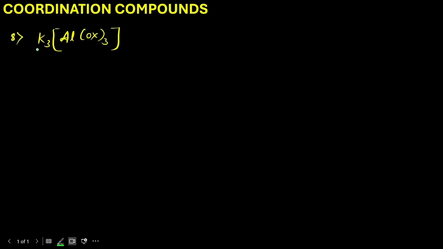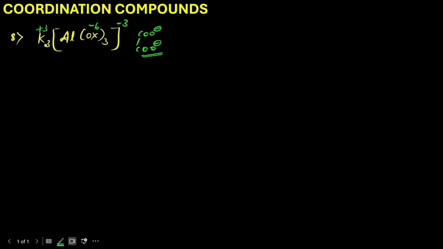Coming to the next example, here potassium will have a +1 charge. Therefore, +1 into 3 is +3. And the charge on the coordination pair will be minus 3. So we know that this is an oxalato ligand, COO minus and COO minus. In the ligand oxalato, 2 negative charges are there. Therefore, minus 2 into 3 gives minus 6.